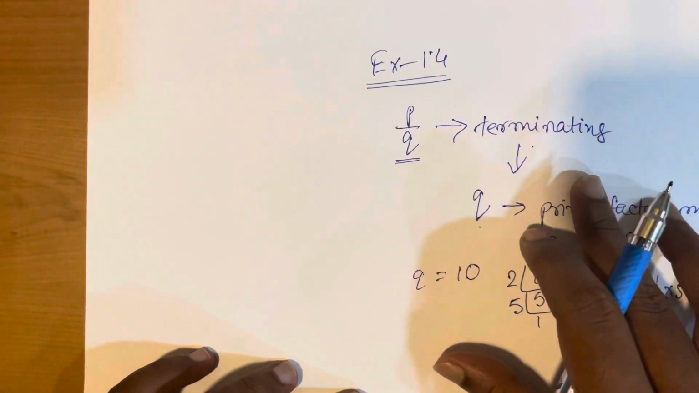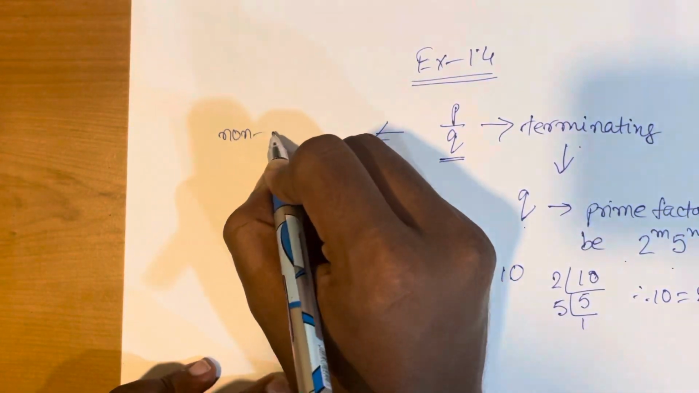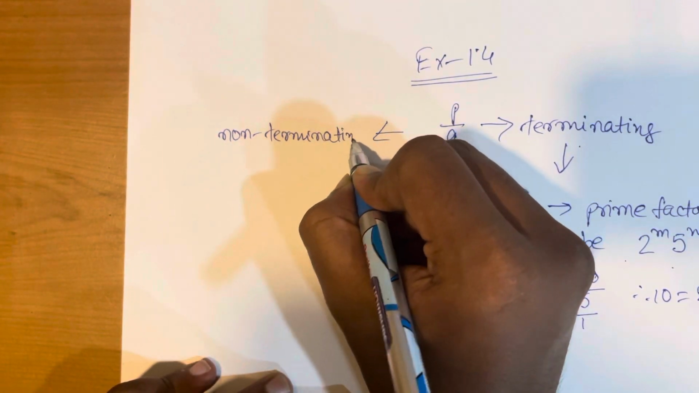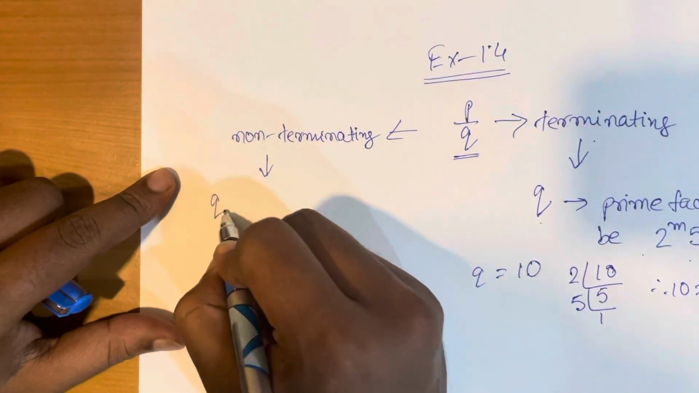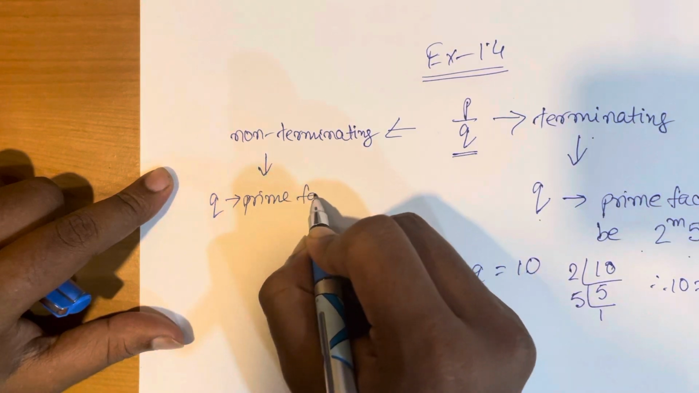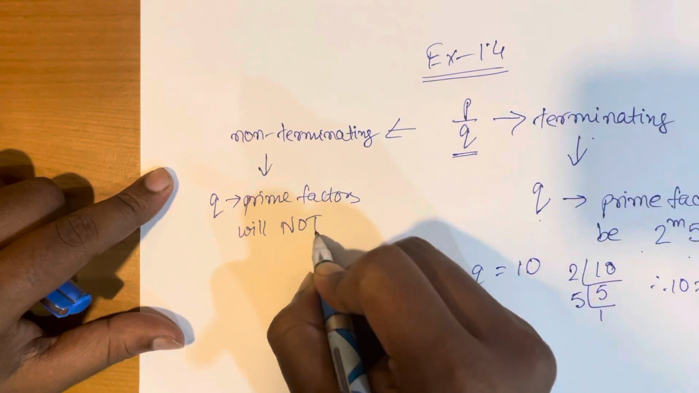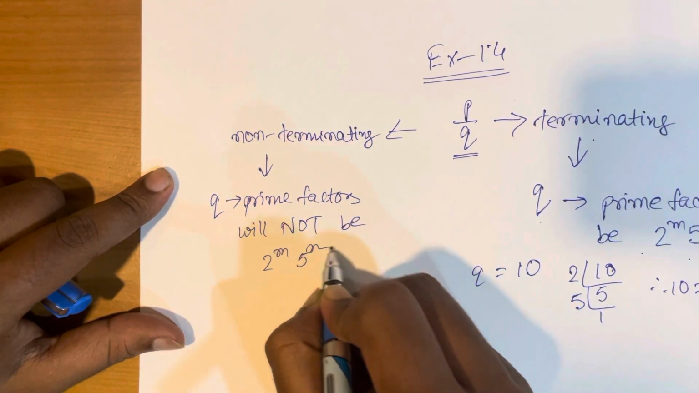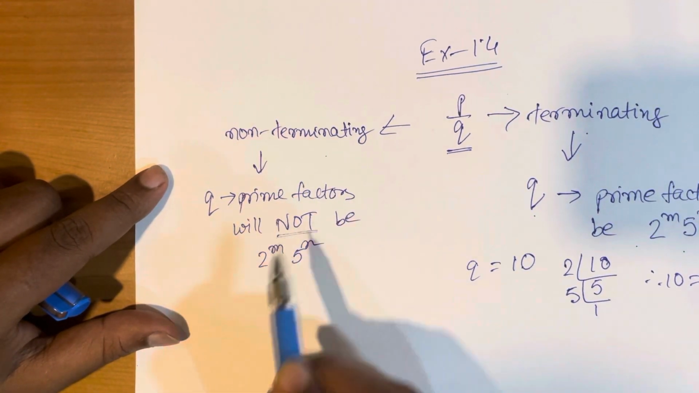Okay. Now what if it is non-terminating? So if it is non-terminating, in that case, if you factorize q, the prime factors will not be of the form 2 to the power m into 5 to the power n. So if it is non-terminating, it will not be of this form.